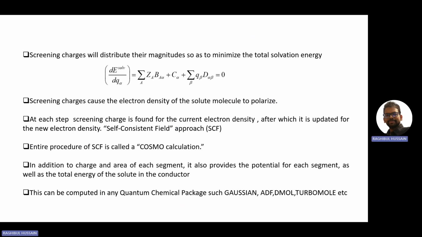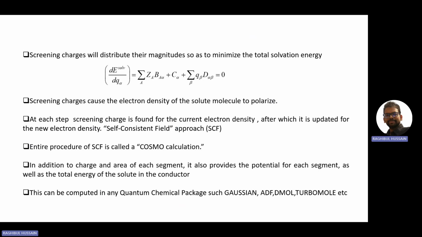Scaling charges cause the electron density to polarize. If you put a different scaling charge, you will get a different result, so it's a trial and error approach. At each step, the scaling charge is found for the current electron density, after which it is updated for a new electron density. Two days back there was a question, what is an SCF calculation? This is the SCF calculation. If it does not match, it is updated again, and they keep doing this until you solve this expression. This entire procedure, in this case the SCF, is called the Cosmo calculation.